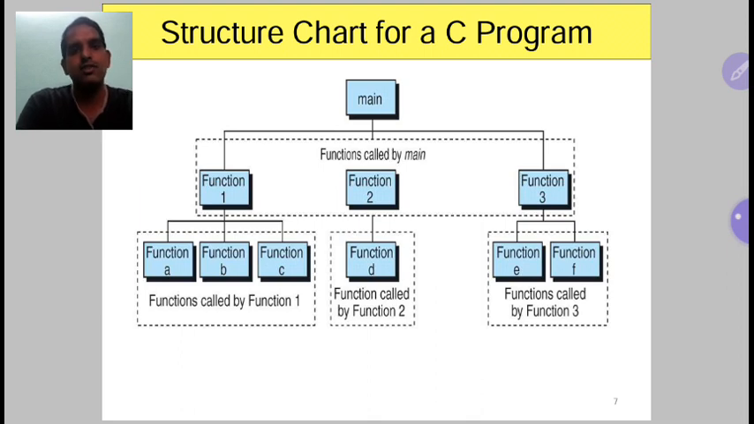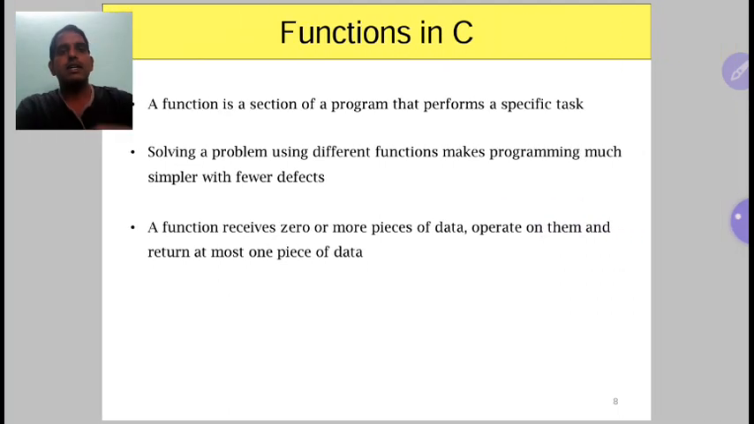This is the crux of top-down design and structured programming, and we are going to use functions to implement that top-down design. First, what is a function in C? A function is a section of the program, or a block of code, that performs a specific task. Each and every function will be a block of code performing one task for problem solving. Solving a problem using different functions makes your programming much easier, with fewer defects.